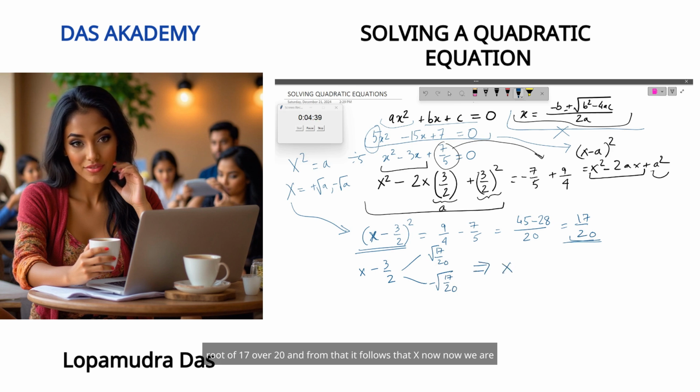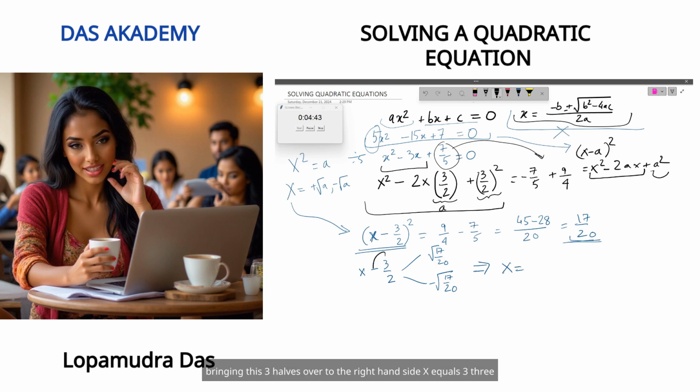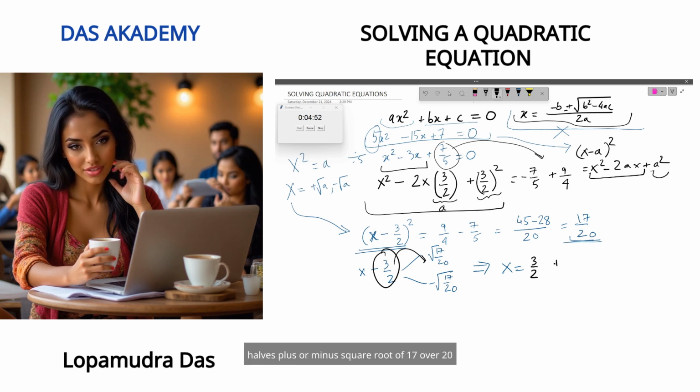And from that, it follows that x, now we are bringing this 3/2 over to the right-hand side, x equals 3/2 plus or minus square root of 17 over 20.